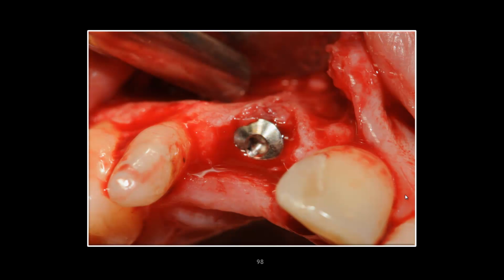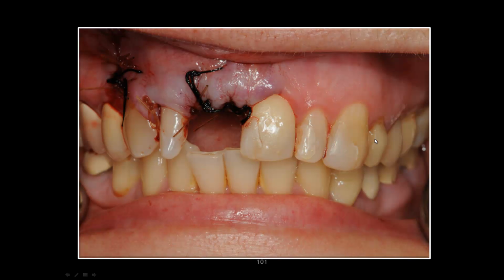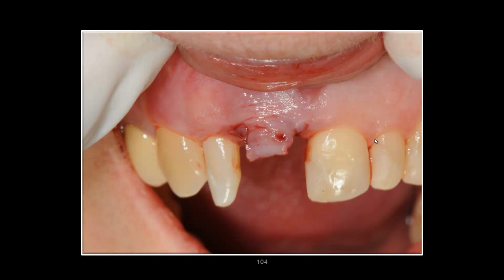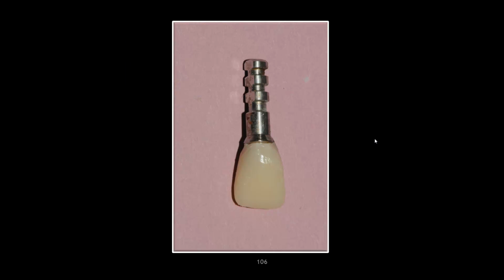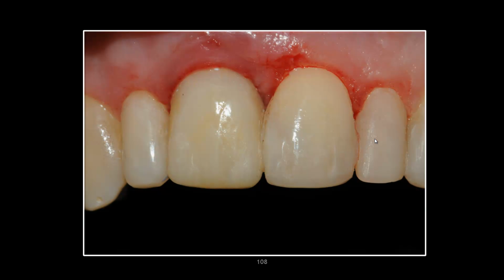I placed the implant, placed more bone graft to regain what we lost, and got primary closure while placing the implant. Now we have to do soft tissue augmentation from the palate, then a temporary crown, and you can see that's a mock-up of the procedure.